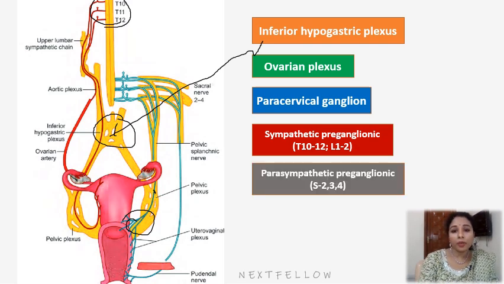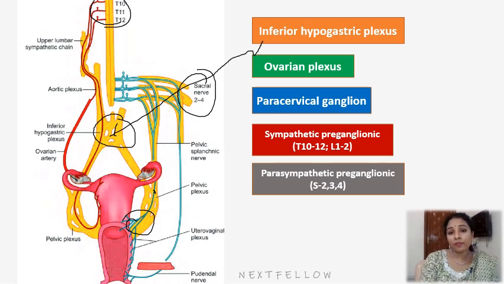Next, about the parasympathetic preganglionic. Parasympathetic preganglionic arise from S2, S3, S4. So we can see here sacral nerves which are the parasympathetic. So S2 to S4 relay in the paracervical ganglion, and they cause uterine inhibition and vasodilatation. So they cause uterine inhibition of contraction and vasodilatation, but these activities are complicated by hormonal control for uterine functions.